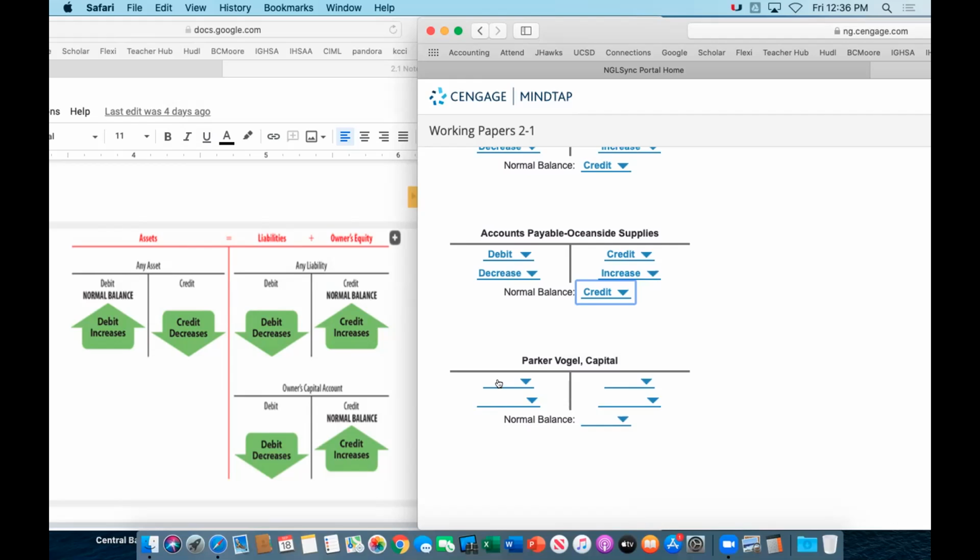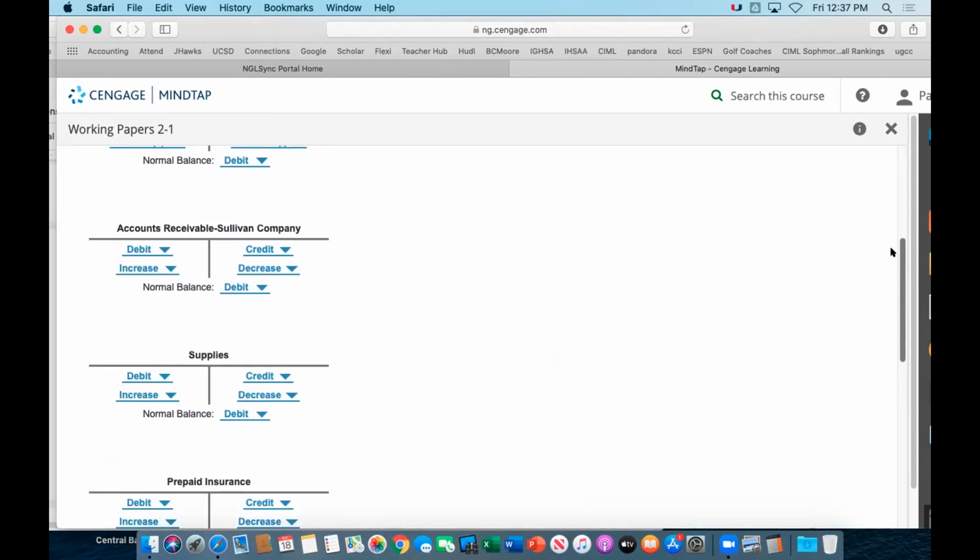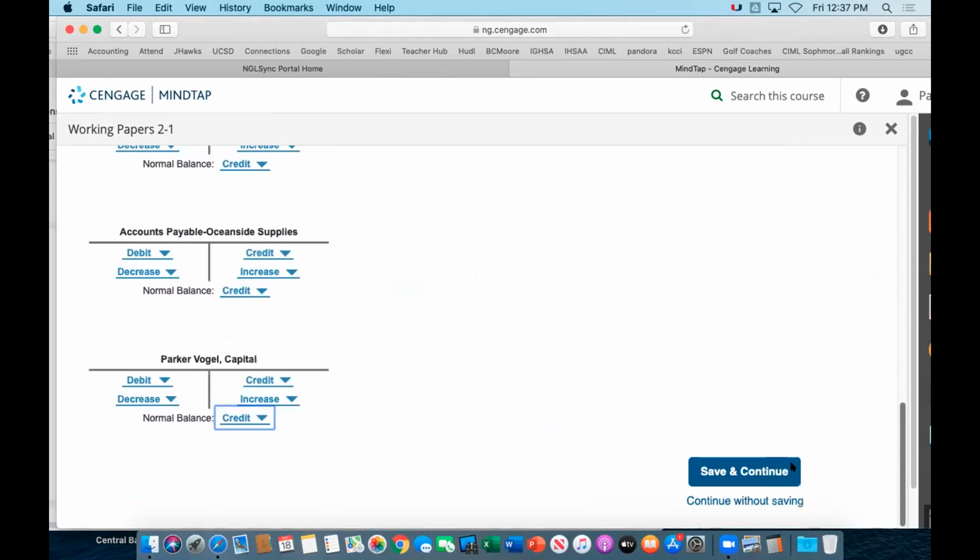Parker Vogel Capital. Debit's always on the left, credits on the right. Who's Parker Vogel Capital? That means it's the owner, right? Capital is owner's equity. It increases on the credit side. Owner's equity is on the right side of the accounting equation, so it increases on the right side. Decreases on the opposite side. Normal balance is always the increase side, which is credit. Questions, comments, concerns? Good to go?